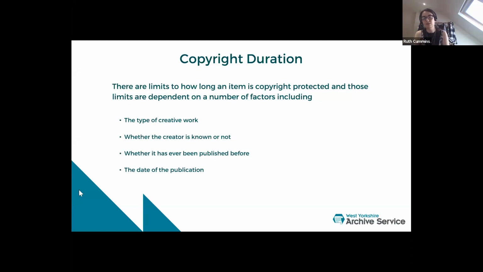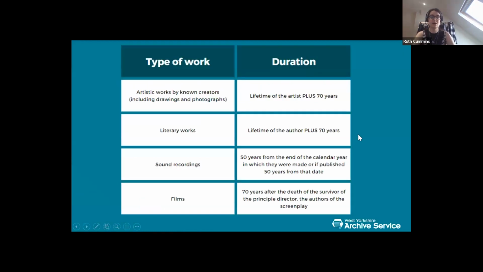The duration of copyright is dependent on a number of factors, including the type of work, if the work has been published, the date of creation, and whether the creator is known or unknown. On this slide, you can see some basic rules for duration of copyright in some different works. Remember, lifetime should be assumed to be 100 years. That's what we assume lifetime to be when we're talking about data protection. So if you have no evidence of when somebody may have died, assume they lived 100 years, and you can do the maths and work out, well, would they have been dead for 70 years?